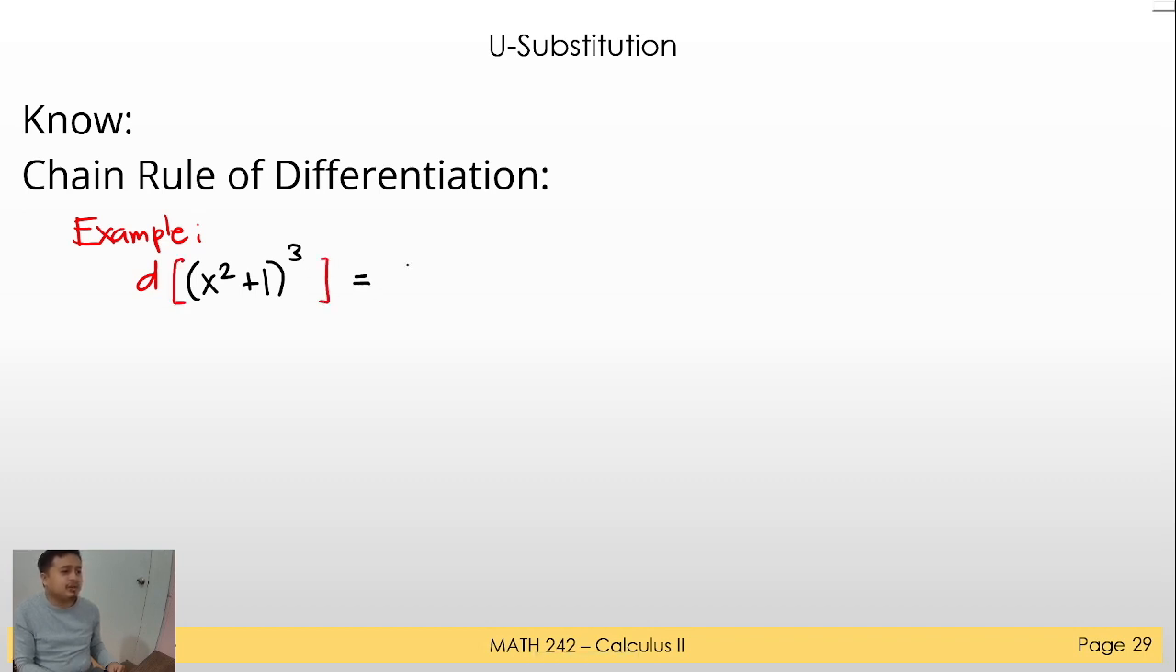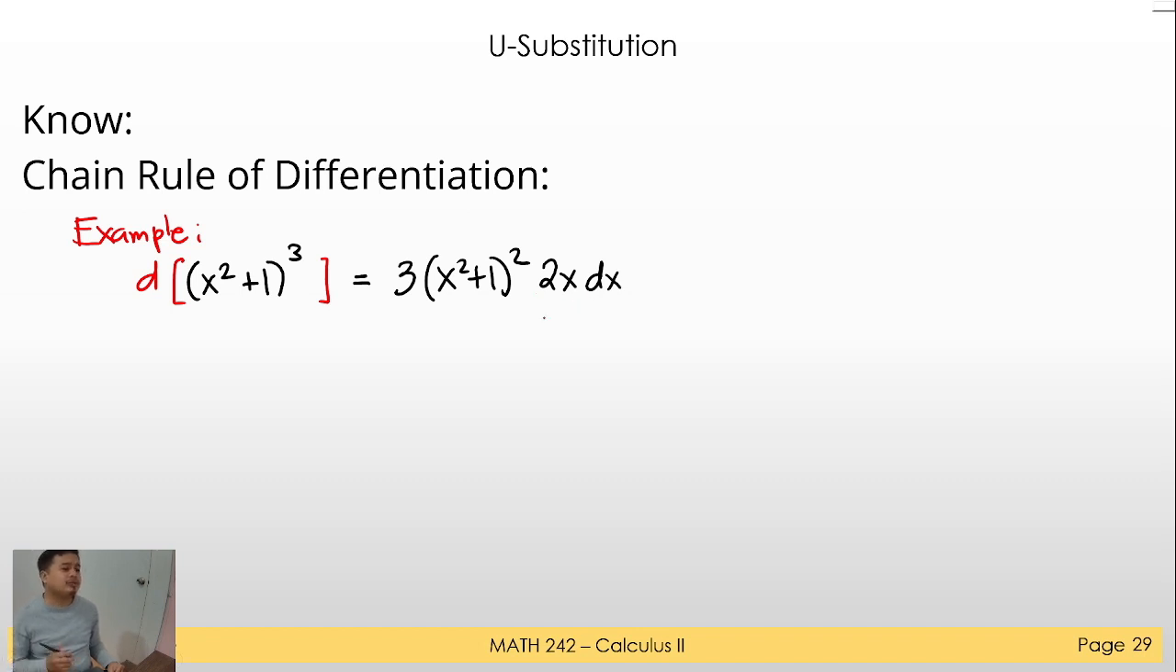So this will be equal to 3, due to the chain rule, times (x squared plus 1) squared. And then by the chain rule, finding the derivative of the inside, we have 2x plus 0, diba? And then don't forget the dx, since we do not have here a d over dx. We have this by the chain rule.